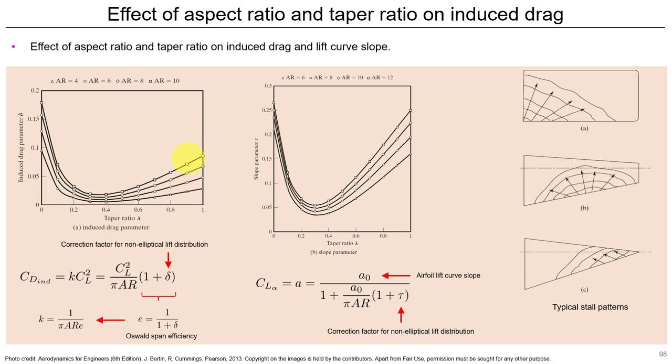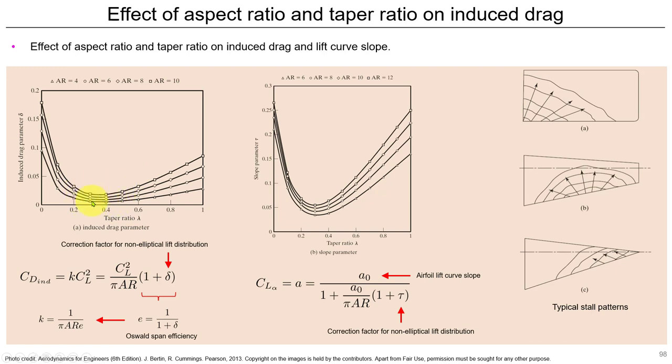What we have here is the influence of a combination of different aspect ratios and different taper ratios. And you see the induced drag parameter. Recall that this one is related to the induced drag. You have it here, so we want to have a low value. Here, clearly, you see the influence of taper ratio on this parameter. And see that the minimum value is something about 0.4, 0.3, maybe 0.45, 0.5, there is where you have the value.